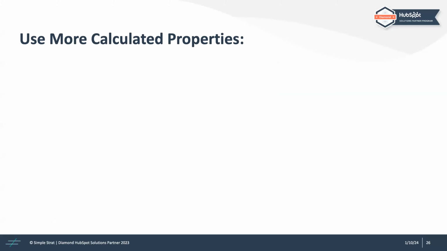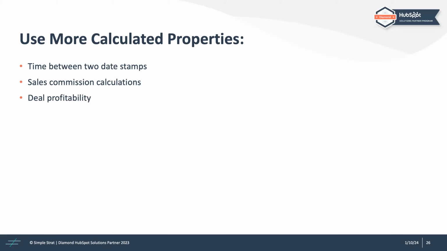Just a few more examples of ways you could use calculated properties. Time between two date stamps. If you're date stamping anything and you want to measure the time between them, that's a really common use case for calculated properties. Sales commission calculations is also a very common request and much more capable now that you have more calculated properties. Deal profitability. If you've got a field where you're inputting the costs of a product in a deal, you could take the revenue you're making from that deal minus those costs and get deal profitability. So lots and lots of ways to use these calculated properties.